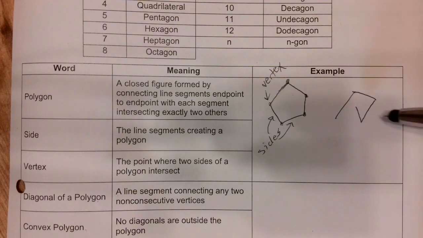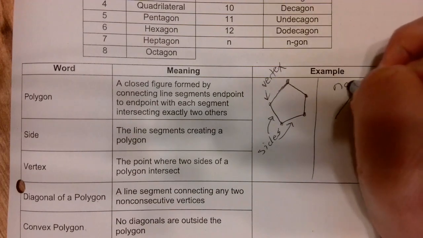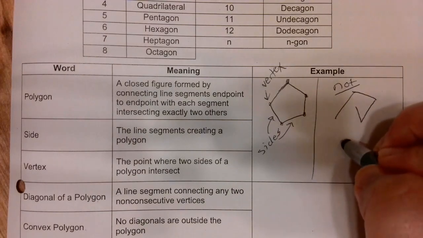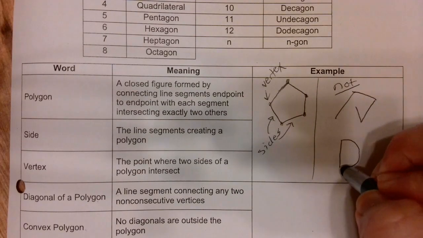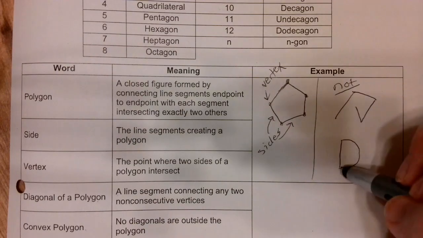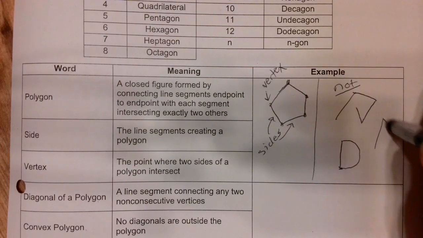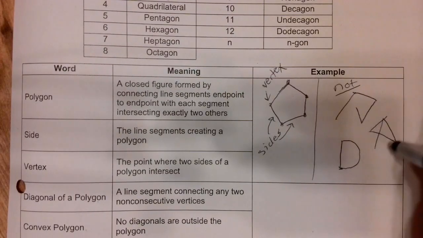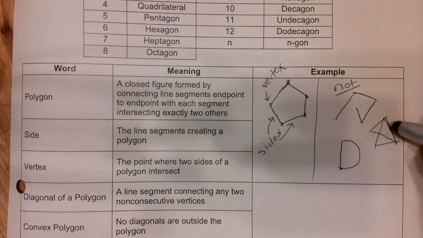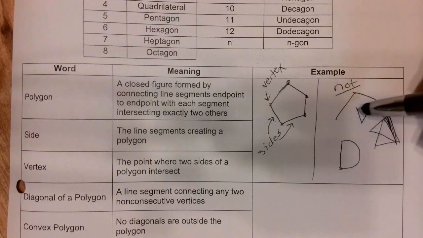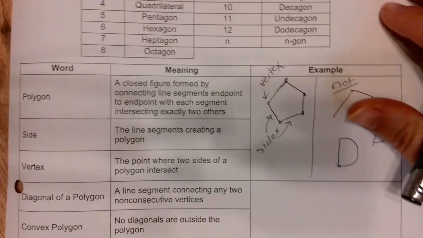Now, an example of something that's not a polygon, this. This is not a polygon because it's open. Another example of not a polygon, say the letter D. This one is now closed. It starts and stops in the same place, but the curved part of this makes it not a polygon. Another one, here maybe. This one is not a polygon because your lines cross. So they can't cross. You have to start and stop in the same place, and you can't have any curves.